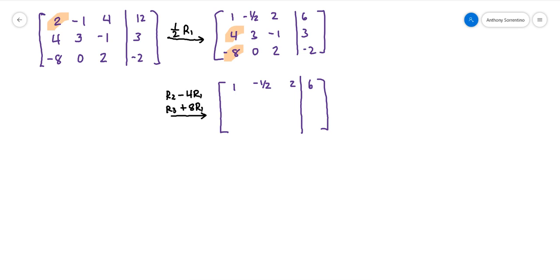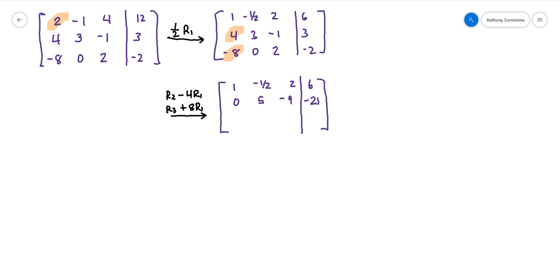If I do 4 minus 4 times 1, I get 0. That's what I wanted. 3 minus 4 times -2 gives me a 5, because that ends up becoming 3 minus -2, which is 3 plus 2. -1 minus 4 times 2, well, -1 minus 8 is -9. 3 minus 4 times 6, well, 4 times 6 is 24. 3 minus 24 is a -21.